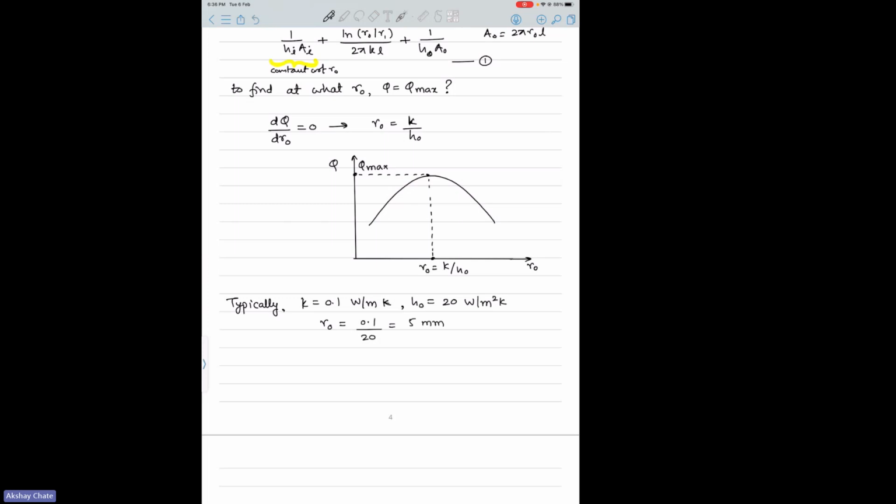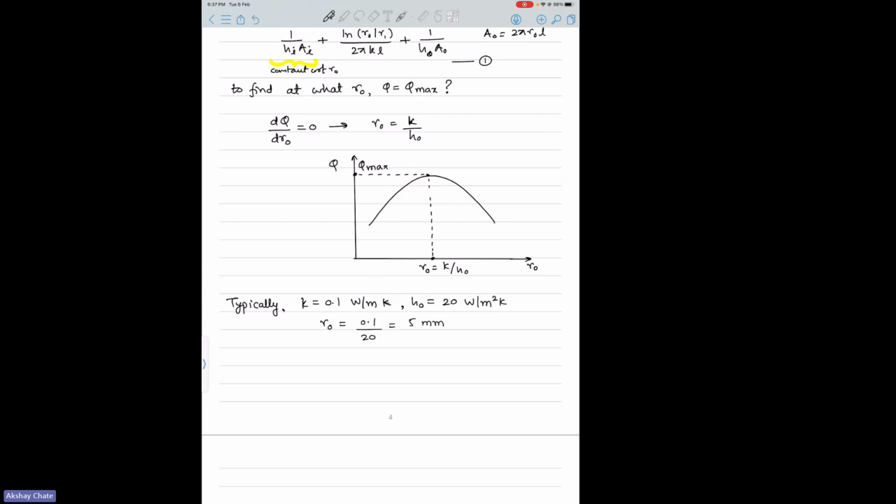So if your insulation is less than 5 mm, the heat loss will be more as you increase the thickness of the insulation. Typically the insulations we put are of more thickness, so we get the job of insulation done. But if you put very small insulation, you'll not be getting insulation. You'll be getting more heat transfer, more heat loss. So in practical application, you should remember this.